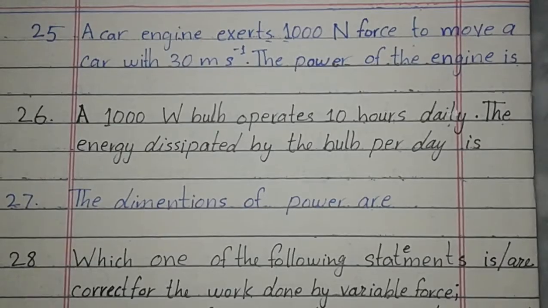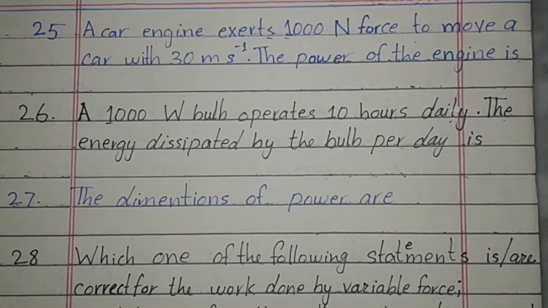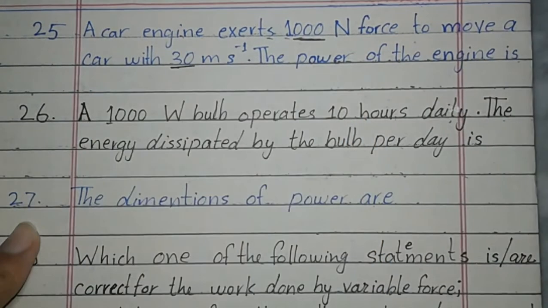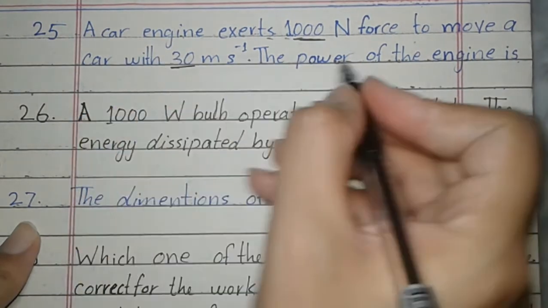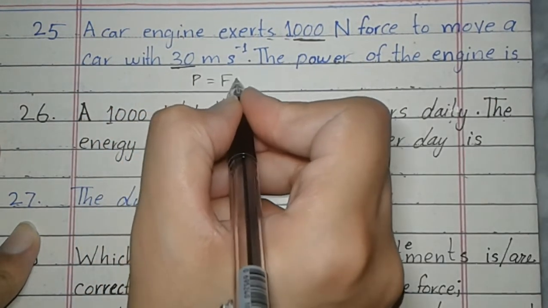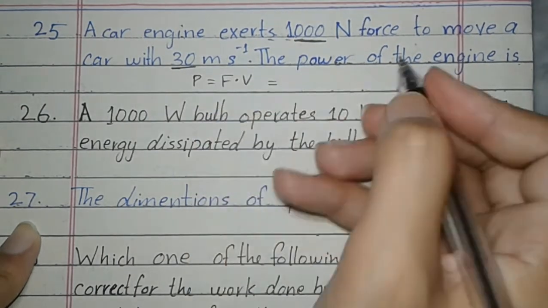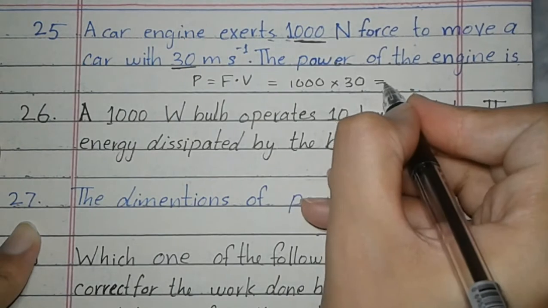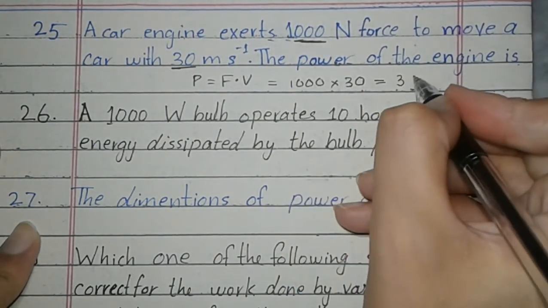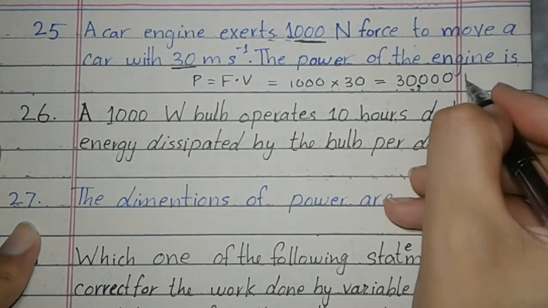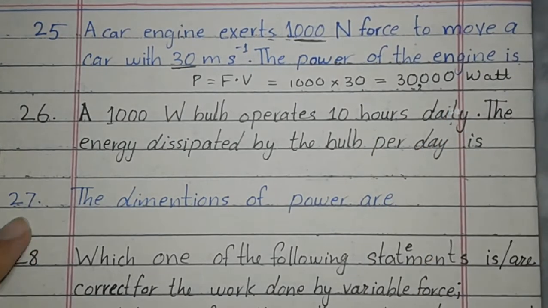Next one: a car engine exerts 1000 Newton force to move a car with 30 meter per second. We know that the power of the engine is required here. So power is equal to F dot V, which is equal to 1000 multiplied by 30, which is equal to 30,000 watt. So the answer is, the power of the engine is 30,000 watt.